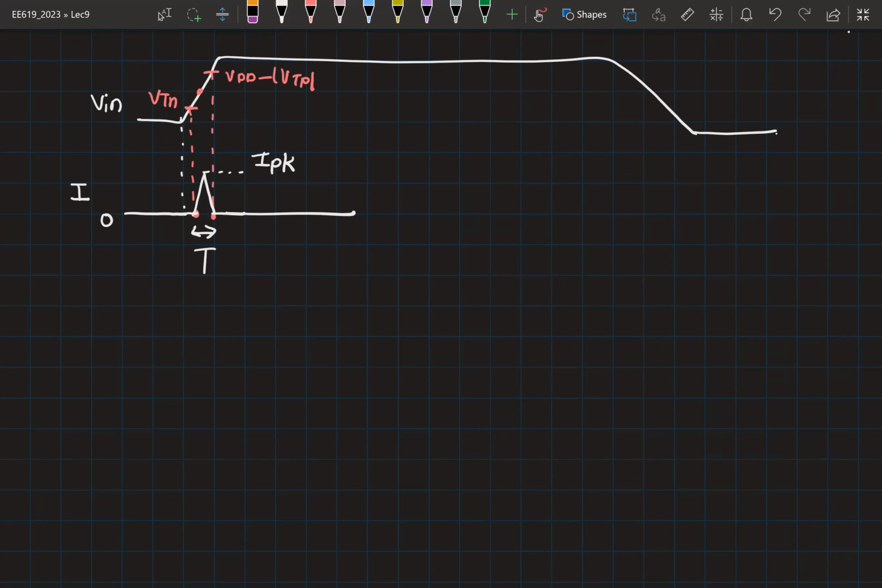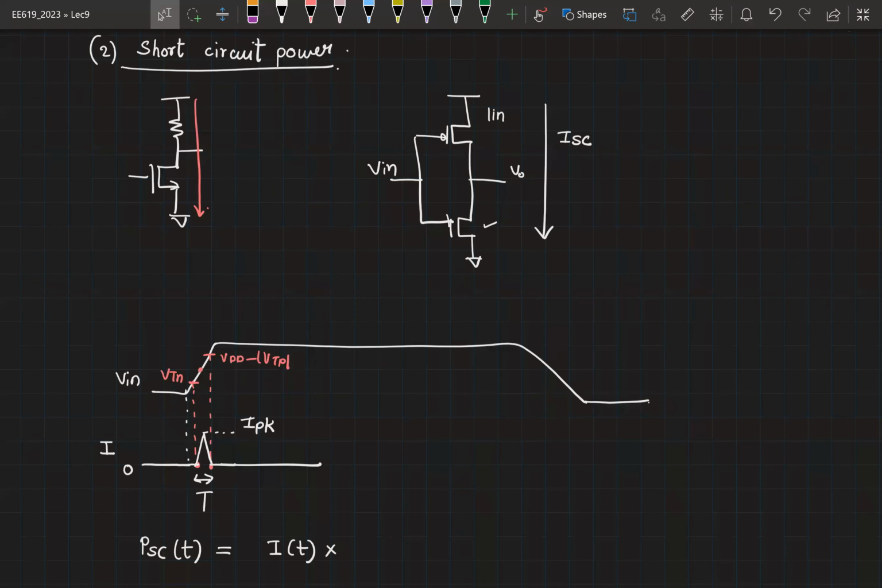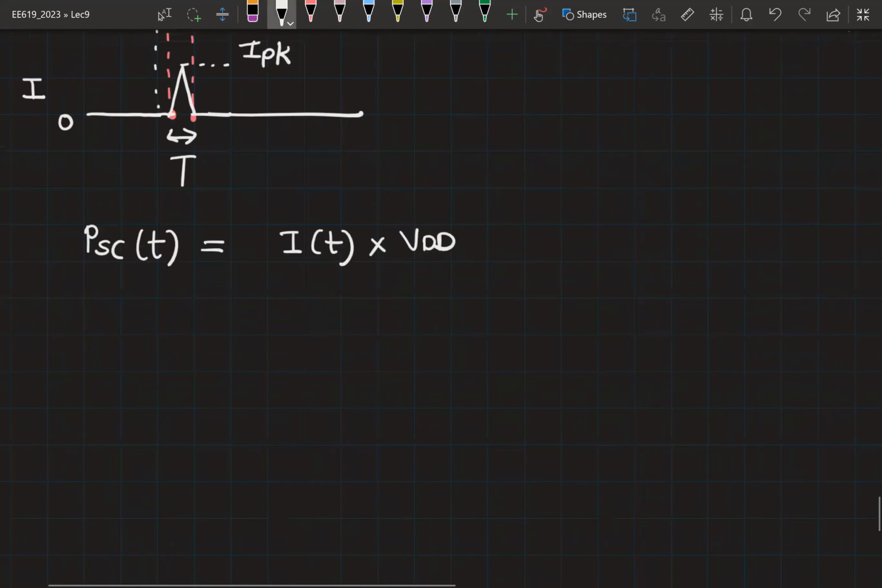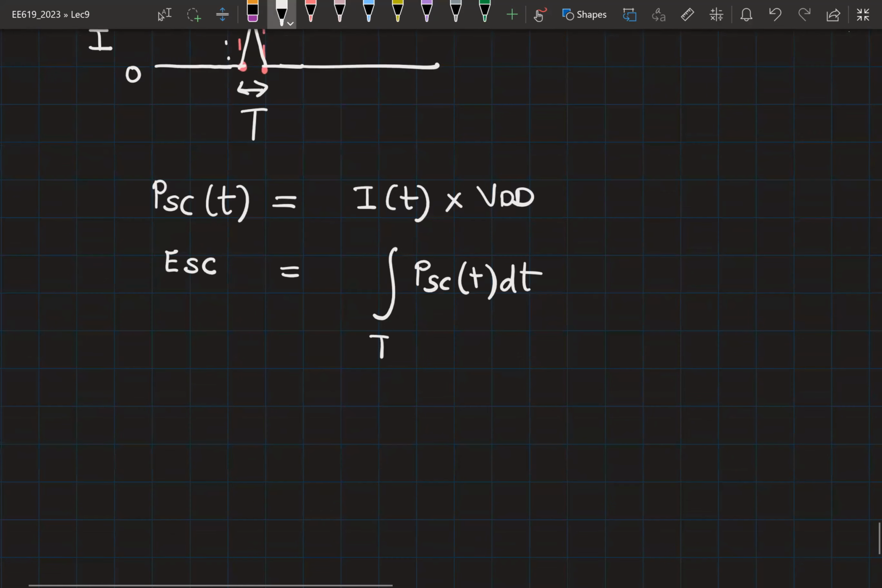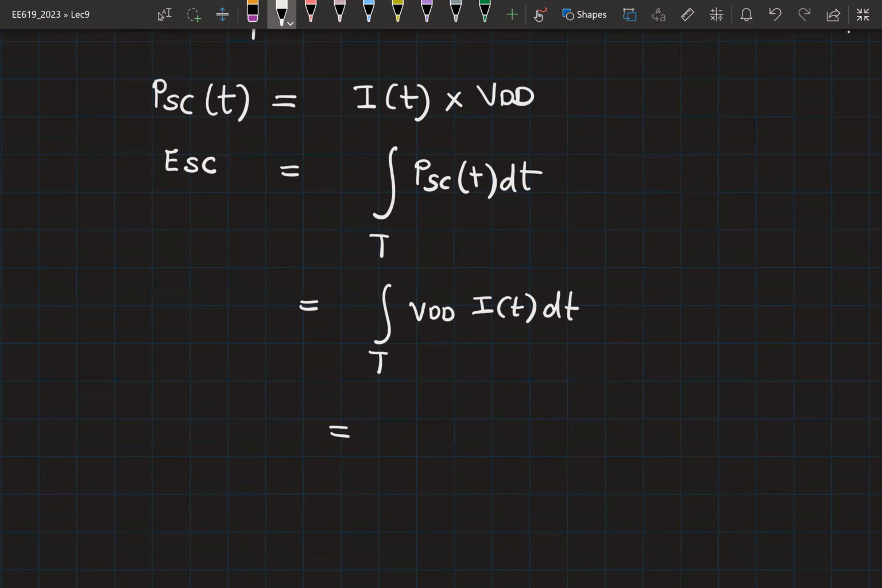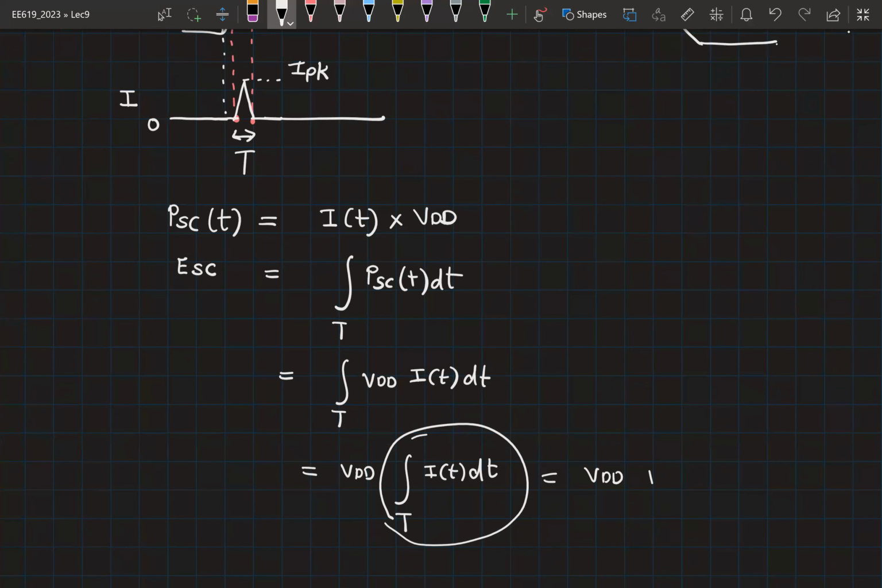So can you quickly tell me the energy associated with this transition? What would be the instantaneous short circuit power? So I as a function of T into what is V? Where is the current being taken from? From your supply, right? So this is VDD into I of T. Now if I'm interested in the energy associated with this particular event, I can simply integrate PSC of T over the time T. So this is integration over the time T of VDD into I of T dt. VDD is a constant. Then you will have integration of this current over the time T. What is this? Area of the triangle. So what is the expression? This is VDD into half into T into I peak. Is this okay?